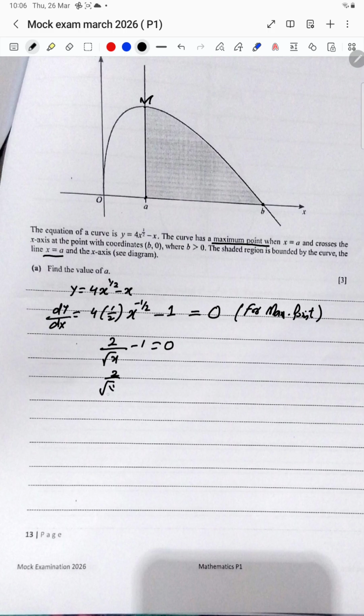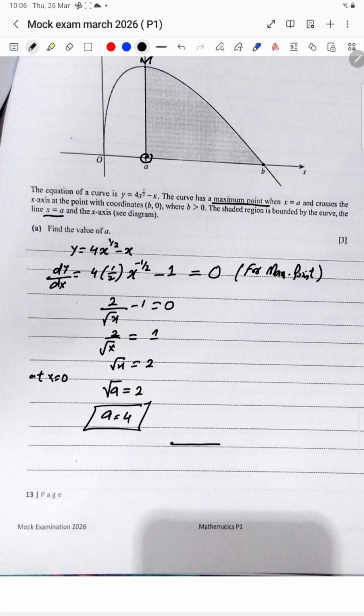So 2 by square root x is equal to 1. So square root x equals 2. Now as it is given that x is equal to a, square root a is 2, because the maximum point is at a, and the x coordinate a gives 2. So a equals 4, taking the square on either side, I get a is 4. That is the first part we did.